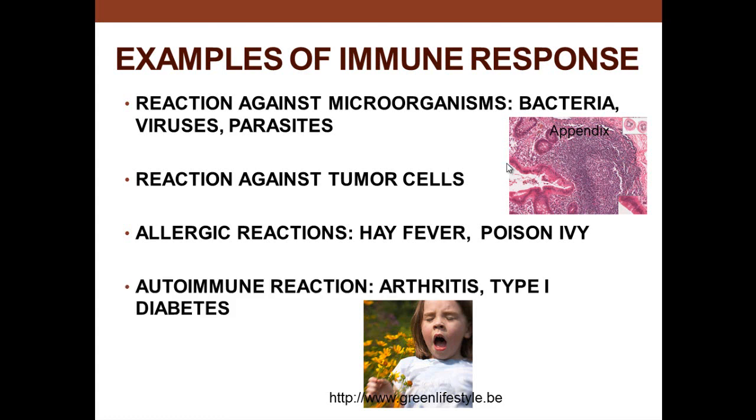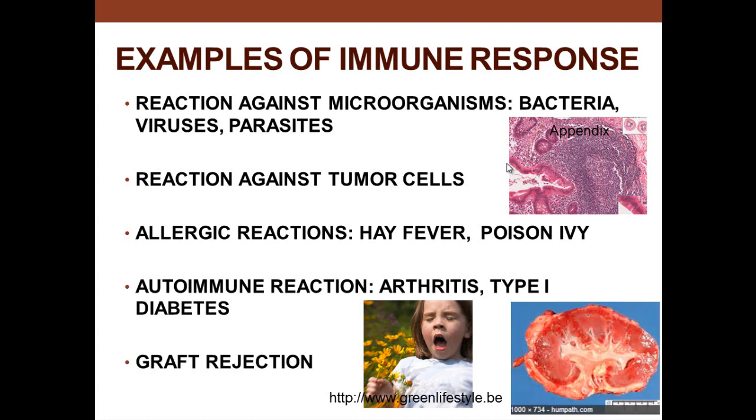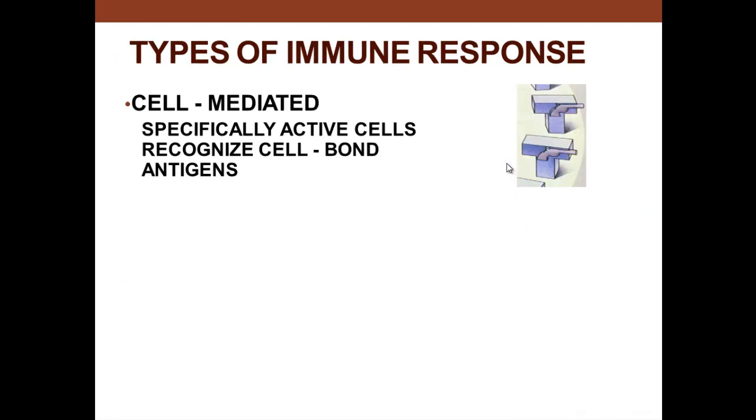Autoimmune reactions, arthritis, type 1 diabetes. All those are immune responses. Even graft rejection. When someone gets a transplantation, they may reject that transplantation, and that's all a part of examples of the immune response. Now, there's two types of immune responses.